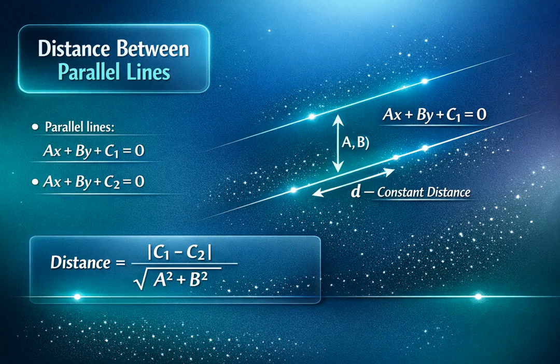The distance between two parallel lines ax plus by plus c1 equals 0 and ax plus by plus c2 equals 0 is the absolute value of c1 minus c2 divided by the square root of a squared plus b squared. Parallel lines have the same coefficients a and b, just different constants. The distance is constant throughout their length.